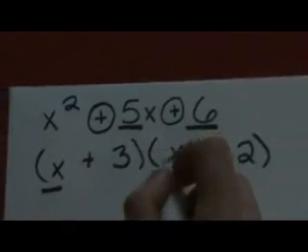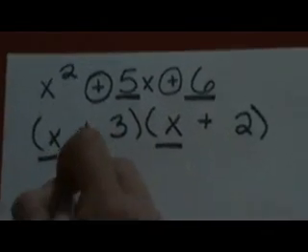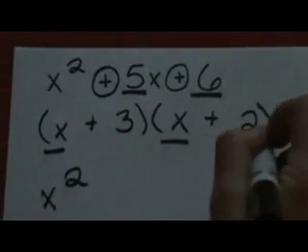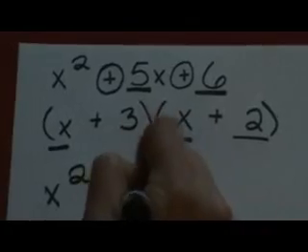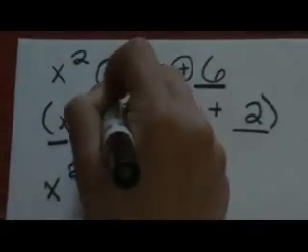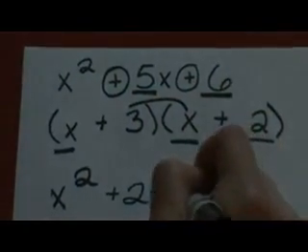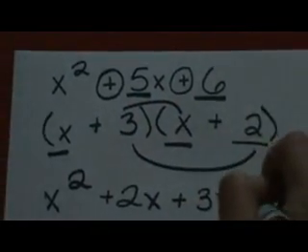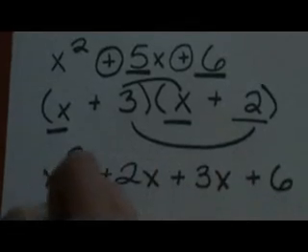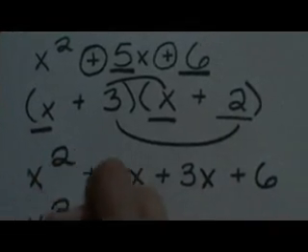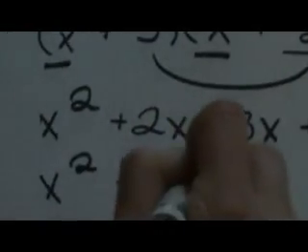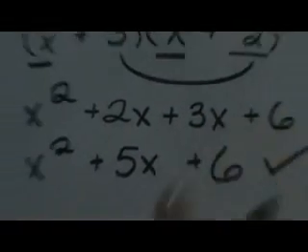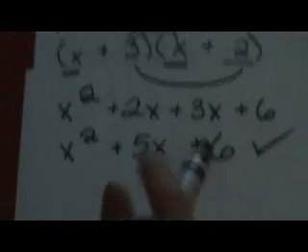Now, if we wanted to check this, all we have to do is FOIL this. So we have x times x, which is x squared, and then we have x times 2, which is 2x, and then we have 3 times x, which is 3x, and then 3 times 2, which is 6. Collect like terms, and that gives us x squared plus 5x plus 6. So that's the same equation that we started off with, and that worked out.